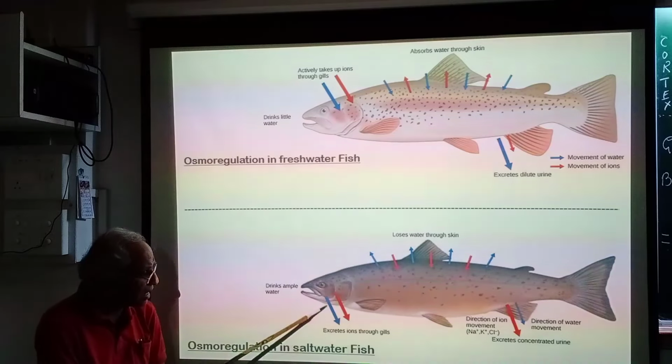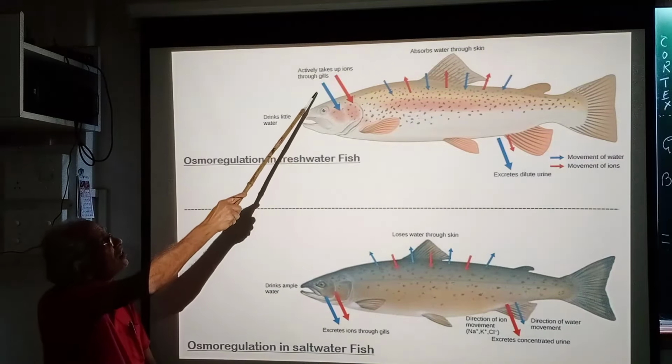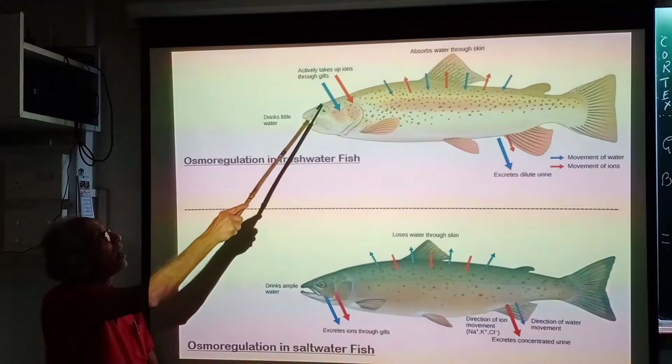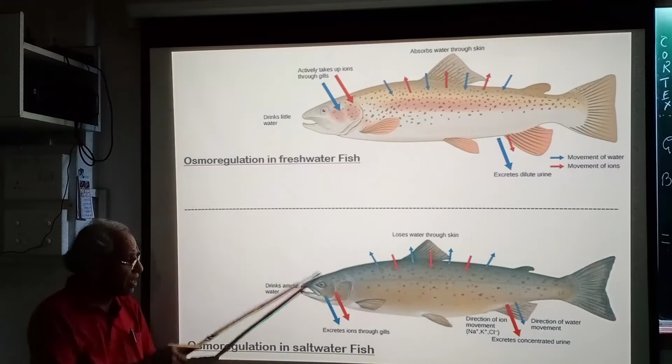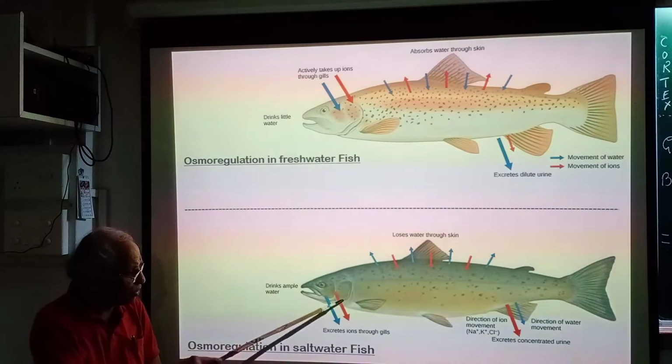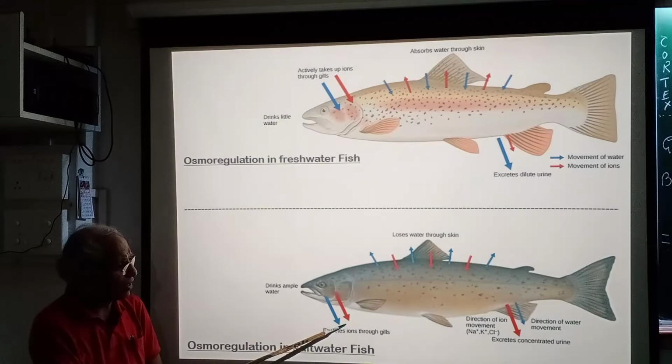So the salts are given out. There is a lot of salt excretion. Salt excretion here and here is different. Here salts are entering. Here salts are coming out through the gills. This is very important. So salts are coming out of the gills.